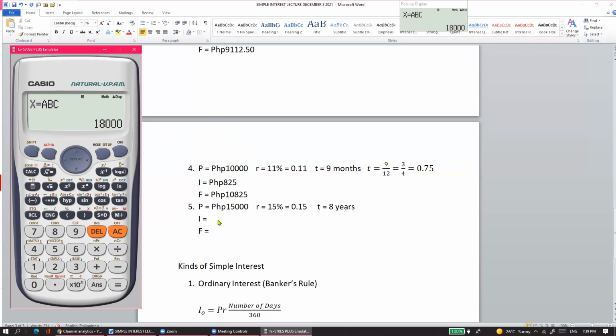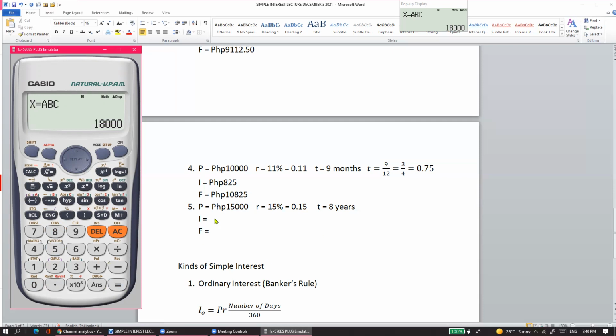I think the value here is parang sobrang laki yata. Okay, 15% kasi siya anak eh. Okay, and then 8 years. So kikita naman siya talaga ng ganyang kalaki kasi kada taon and then 15%. Okay, let us just review. Pindutin ko ulit yung equal. And then I'll press the calc. Let me retype it so that we're very sure. Baka mamaya sumobra lang ako ng 0. So 15,000. And then I'll type 0.15. And then I'll type 8.